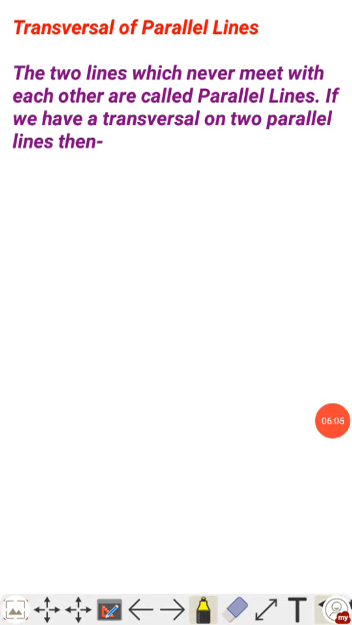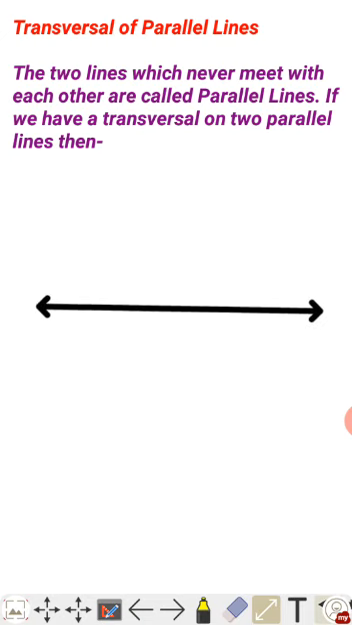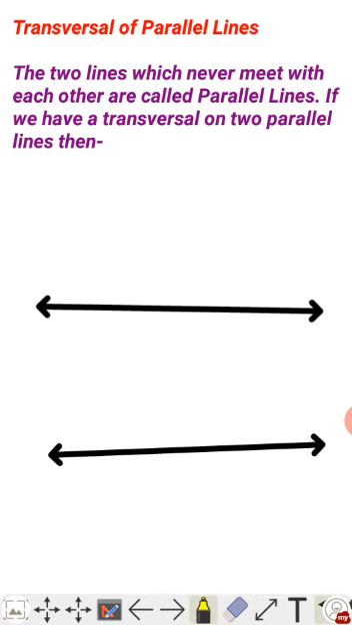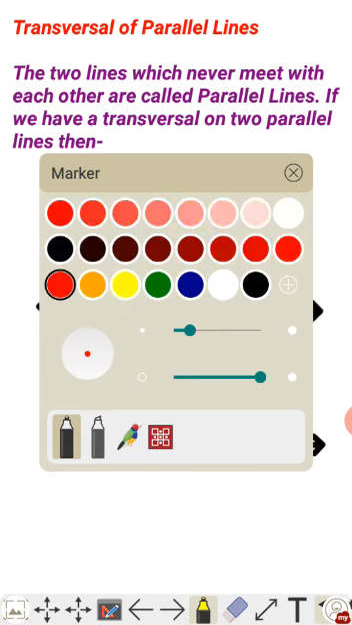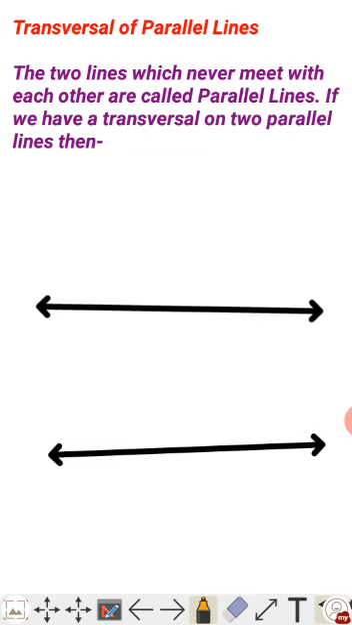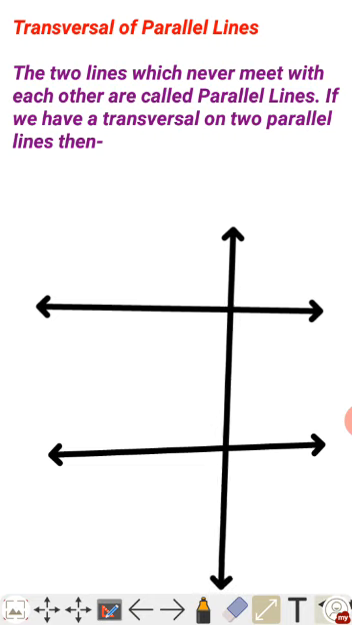And now the next we are going to see the transversal of parallel lines. First of all we will see what a parallel line is. Two lines which never intersect each other are said to be parallel lines. In this way you can see I have drawn the parallel lines here which do not meet each other. Now the transversal will be your third line which intersects these parallel lines at two different points, right?